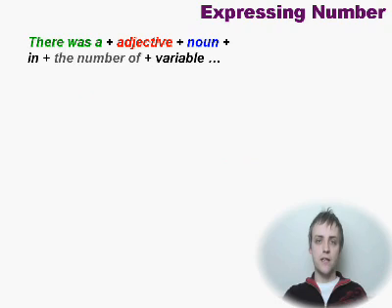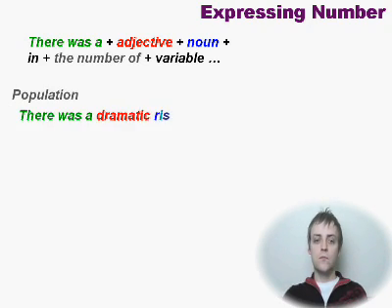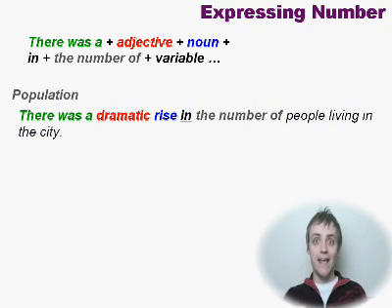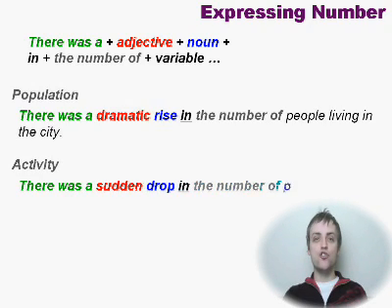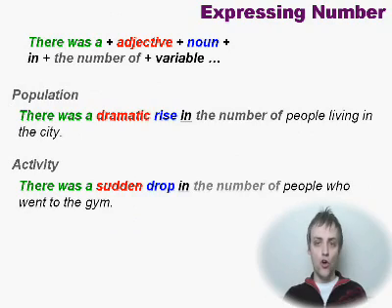So let's look at some sentences for the first structure, the adjective noun structure. A population trend could be expressed as follows. There was a dramatic rise in, remember that, the number of, our expression, people living in the city. For activity, we could have, there was a sudden drop in the number of people who went to the gym. So in this country, people are getting less and less fit because they don't go to the gym anymore.